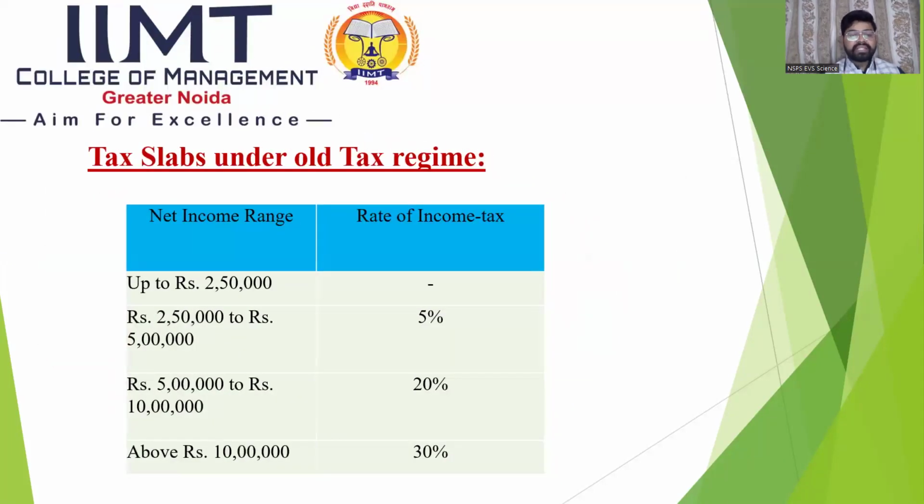Tax slab under the old tax regime: net income range and rate of income tax. If any person has income up to rupees 2.5 lakh, the rate of income tax is nil. That is, nil tax on the income if any person has income up to 2.5 lakh rupees per annum, in a year. From 2.5 lakh to 5 lakh, the rate of income tax is 5%. From 5 lakh to 10 lakh, the rate of income tax is 20%. Above 10 lakh, the rate of income tax is 30%. These are the tax slabs under the old tax regime.